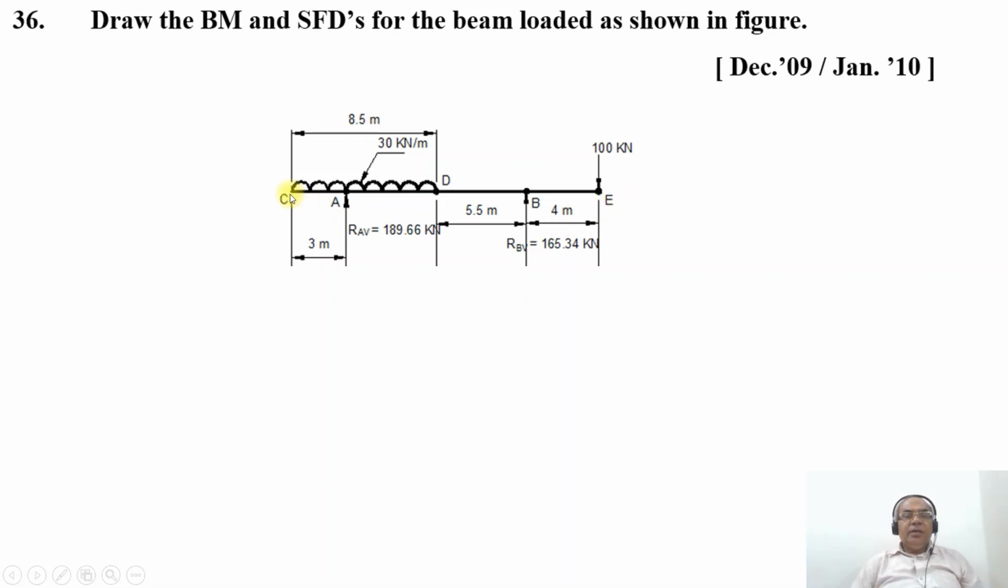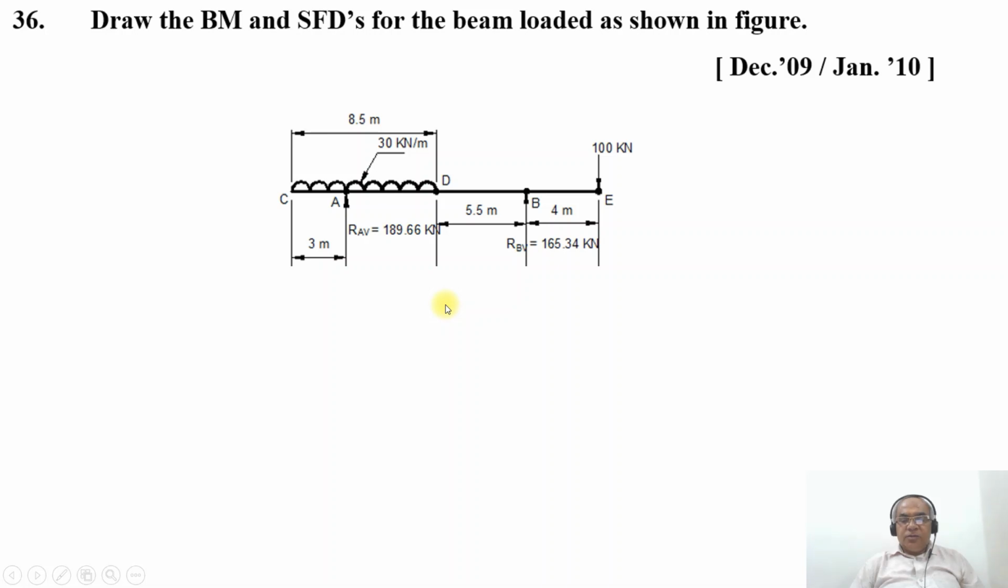So we have a UDL, uniformly distributed load, of 30 kilonewton per meter for a span of 8.5 meters from C to D, and there is also one point load of 100 kilonewton acting downwards at the point E. The distance from the point D to the support B is equal to 5.5 meters.